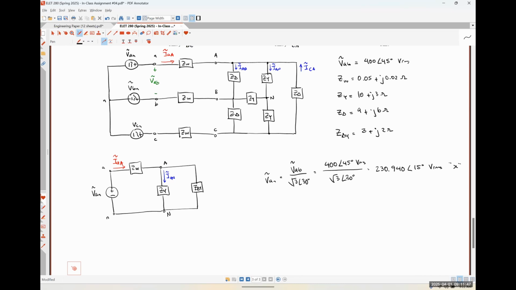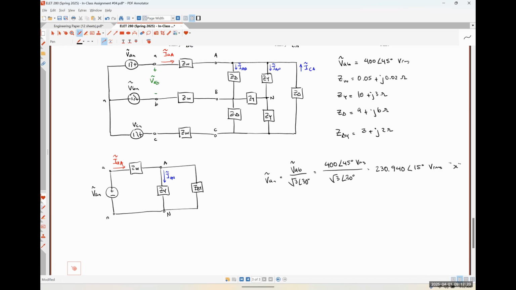Solve for current IAA. Okay, how do we do that? Its current IAA is equal to VAN divided by Z equivalent. So the current IAA kind of represents the total current leaving that source voltage. If I were going to solve for that one directly, I would probably wind up using the equivalent impedance of everything the voltage source sees. Does that make sense? Okay.